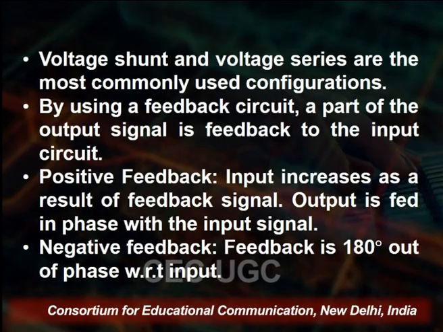So, voltage shunt and voltage series are the most commonly used configurations in the case of an op-amp, and by using a feedback circuit we feed back a part of the output signal to the input circuit, not the whole of the output. The entire output signal is never fed back to the input, only a part of the output signal is fed back to the input circuit. So, again feedback is of two types, positive feedback and negative feedback.